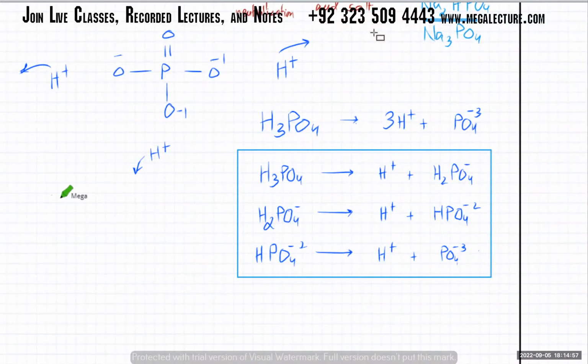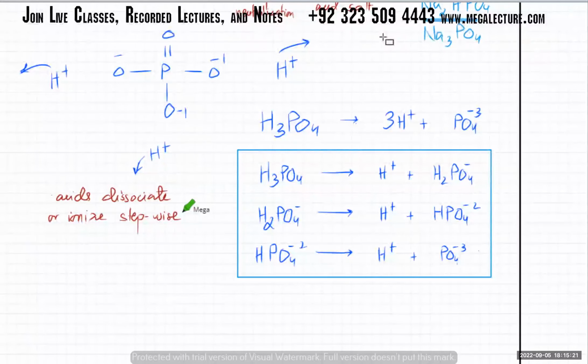So remember this, acids dissociate or ionize stepwise. They don't just go crazy and lose all the H+ ions in one go. They do it stepwise. ठीक है?